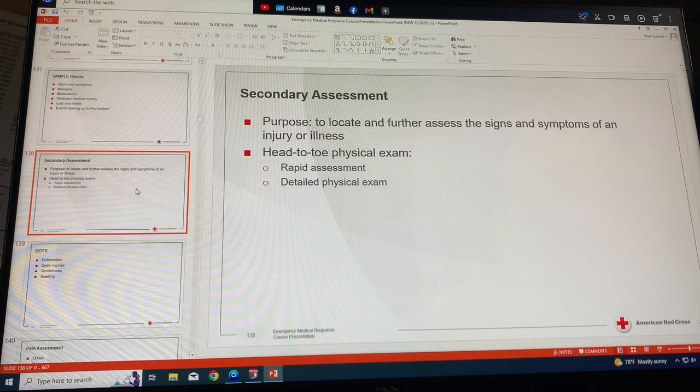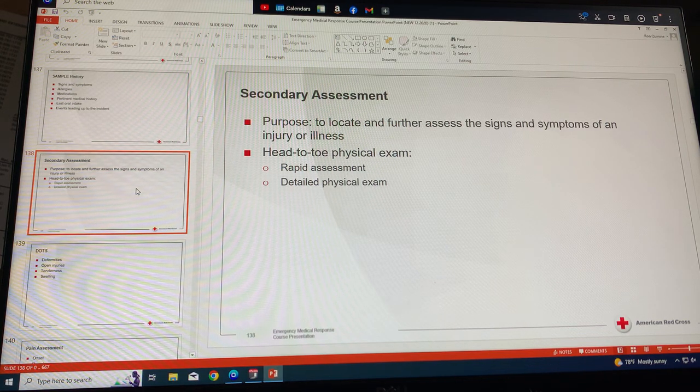If you find life-threatening injuries or medical conditions during the primary assessment, such as unconsciousness, severe life-threatening bleeding, no breathing, or no pulse, do not waste time with the detailed physical exam. Instead, focus your attention on providing care for life-threatening conditions. Complete a secondary assessment following the primary assessment once all life-threatening conditions are addressed and stabilized, if time and resources permit.